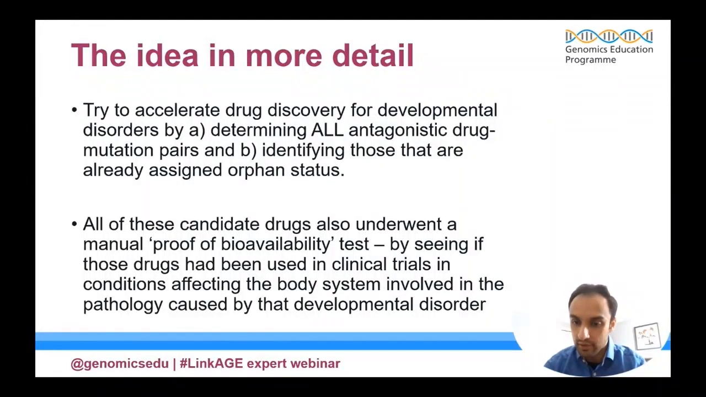And this is, of course, also an important step. Otherwise, we can throw drugs at various parts of the body, but if they don't work there, there isn't any point using them.